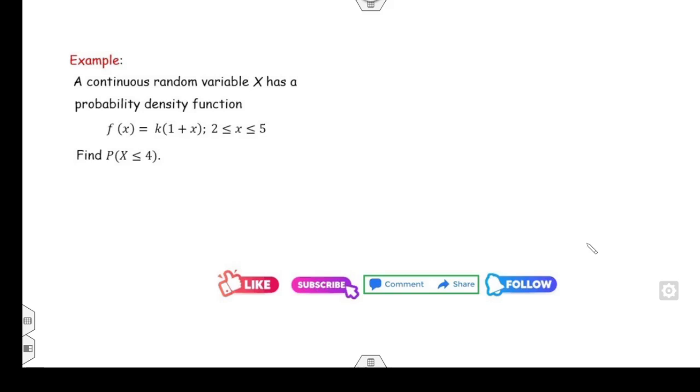Fine. Let's look at another one. A continuous random variable X. Now in this case, they are not asking about the k. So you can write the answer in terms of the k. So how can you solve them? The upper limit is 4 and the lower limit is 2 of the function k(1 plus x).